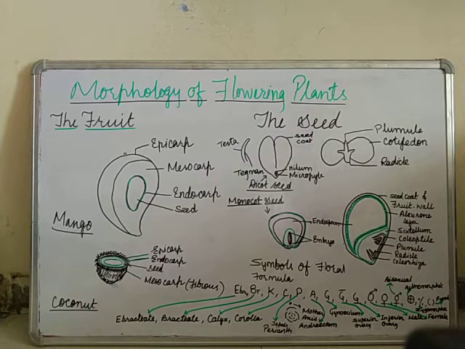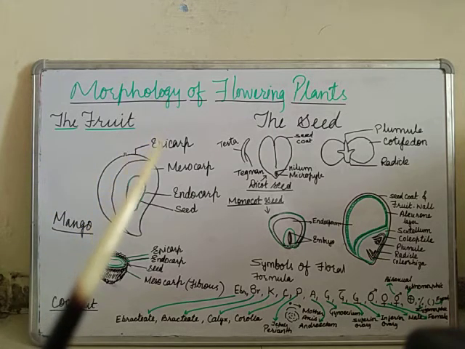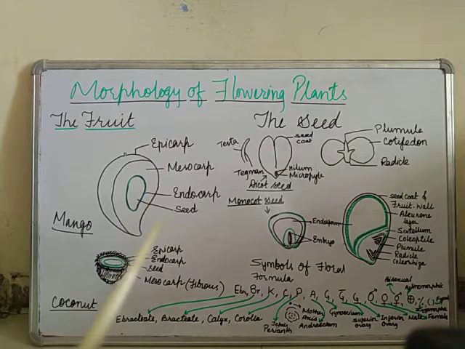Generally the fruit has a wall, and that is called the pericarp. Now the pericarp can be divided into three parts. You can see here the epicarp, mesocarp and the endocarp. So there are three layers. We can differentiate the pericarp into three different layers: the outer is the epicarp, the middle is the mesocarp, and the inner one is the endocarp, as you can see easily in the mango fruit.